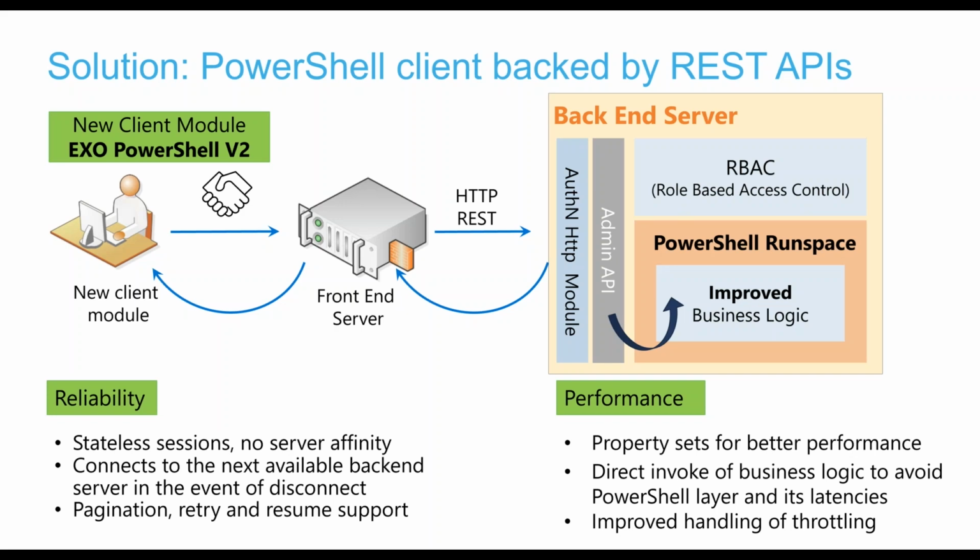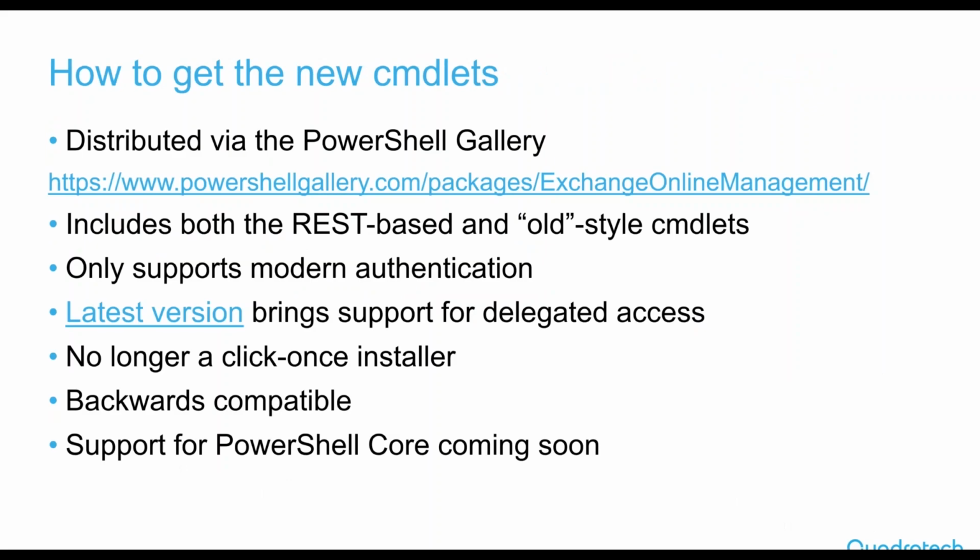And we'll try to now switch to doing some demos. But before doing so, let's first give you an idea how you can get to the new commandlets. You can do so by downloading the module, which is now distributed via the PowerShell gallery. The module is dubbed the Exchange Online V2 PowerShell, and it contains both the old style commandlets, so it still establishes this remote PowerShell session which fetches the commandlets from the Exchange Online server, but also includes a set of new REST-based commandlets, which we will see in just a minute here.